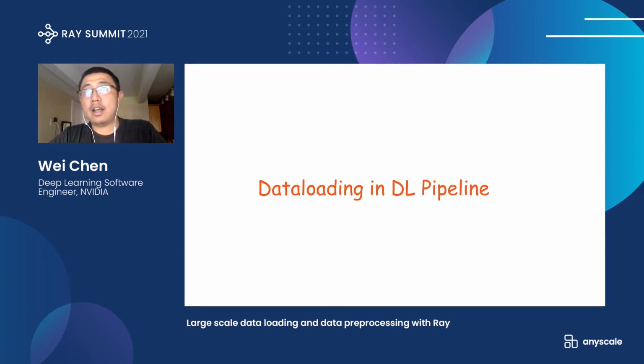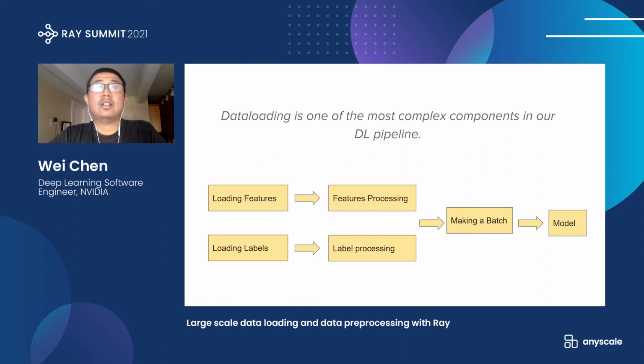Let's first start with data loading in the deep learning pipeline. Data loading is actually one of the most complex and one of the most important components in our deep learning pipeline. In order to train a model, it needs to have features and labels, so that the features can be used to compute the prediction, and the prediction can be used to compare with labels to compute loss. And in backward propagation, the loss can be used to update the gradients. So basically, data loading is loading the features and labels.